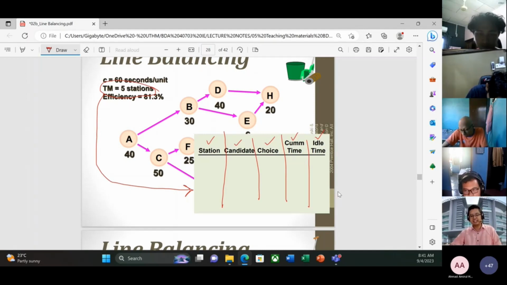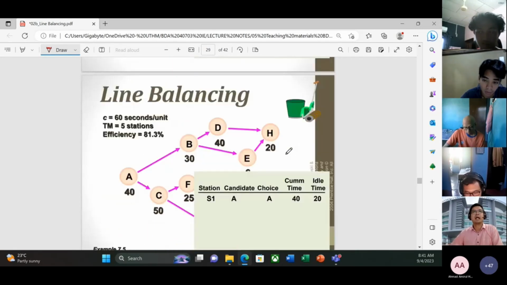So in order to understand, I give you a tutorial regarding our line balancing. As usual, you have to submit. Okay, done. Copy this: station, candidate, choice, cumulative time, and also the idle time. So we proceed to the next step.